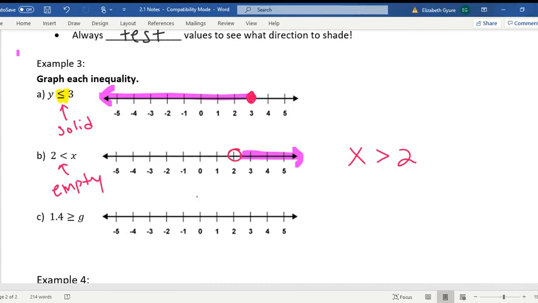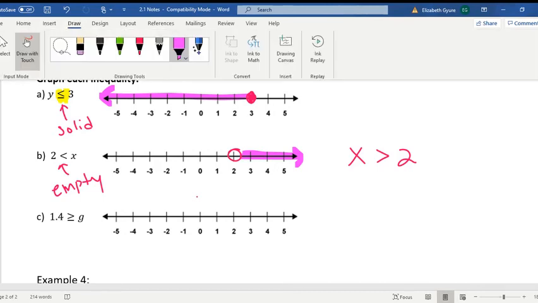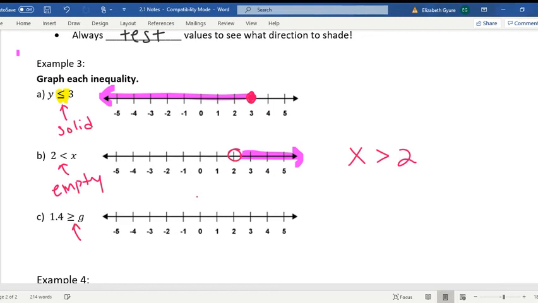All right, and then we have 1.4 is greater than or equal to g. Let's figure out our symbol first. If we have a greater than or equal to, do you think we would use a solid or an empty circle? Solid. Okay, now 1.4, is that really clearly on your number line? No, but what should it kind of be between? Well, 1.4 would be between what two whole numbers? 1 and 2. So put it kind of close to the middle of 1 and 2. It's like an estimate. We have to do that sometimes.